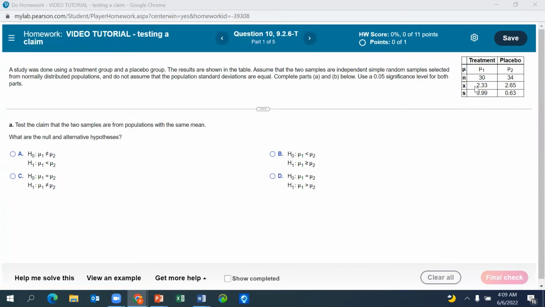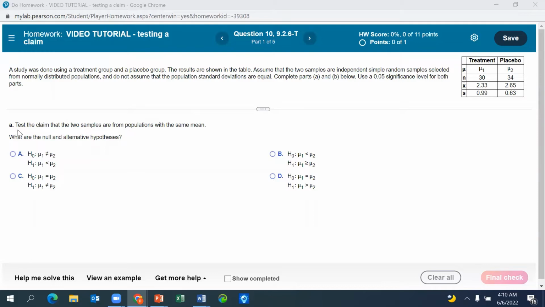Here's our table. The first column is the treatment group. The second column is the placebo group. So assume that the two samples are independent, simple random samples selected from normally distributed populations, and do not assume that the population standard deviations are equal. Okay, so here we have inferences about two means, independent samples.